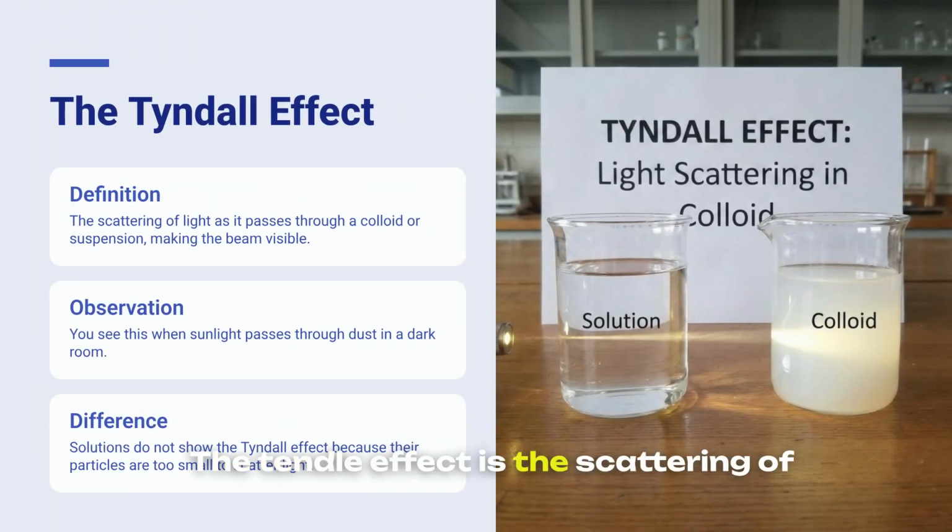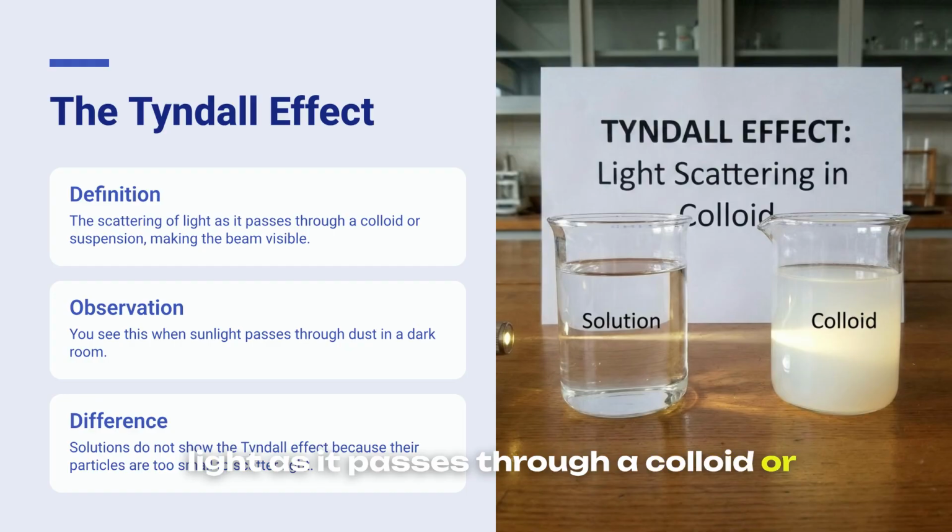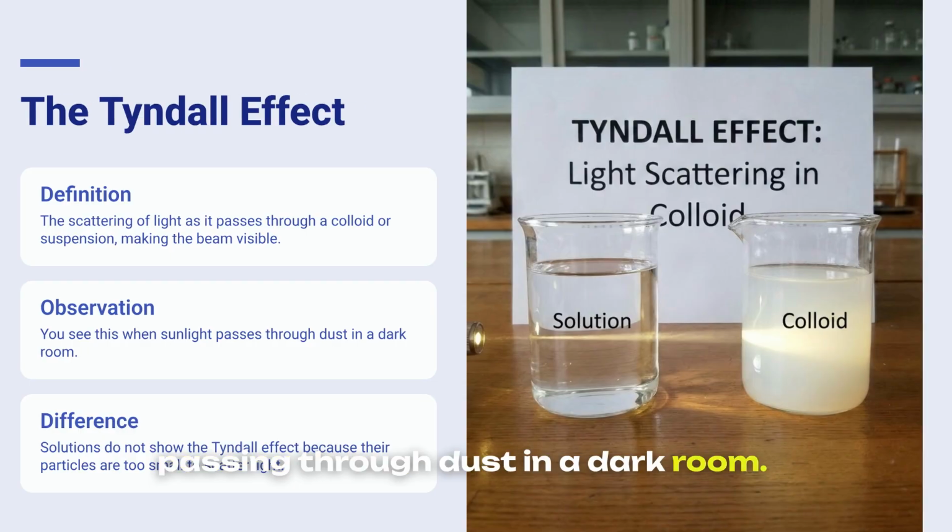The Tyndall effect is the scattering of light as it passes through a colloid or suspension, which makes the light beam visible. Solutions do not exhibit this effect because their particles are too small to scatter light effectively. A familiar observation is sunlight passing through dust in a dark room.